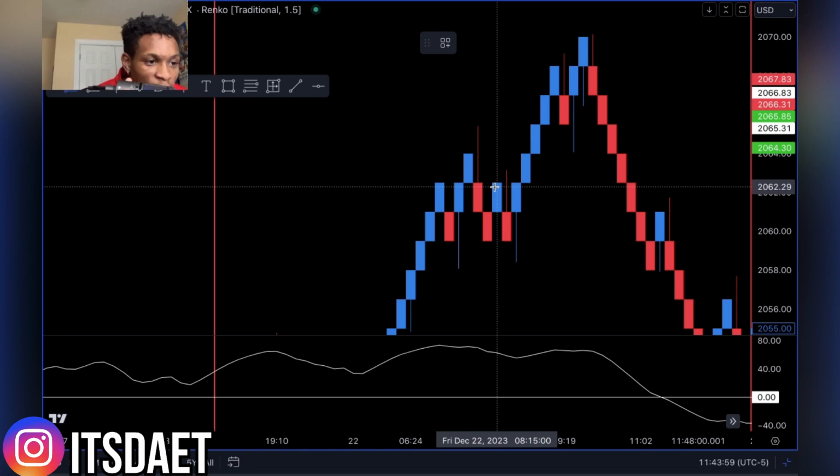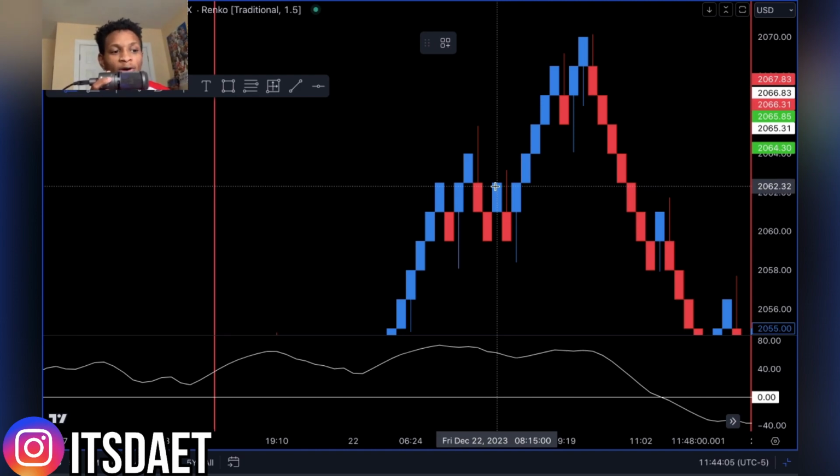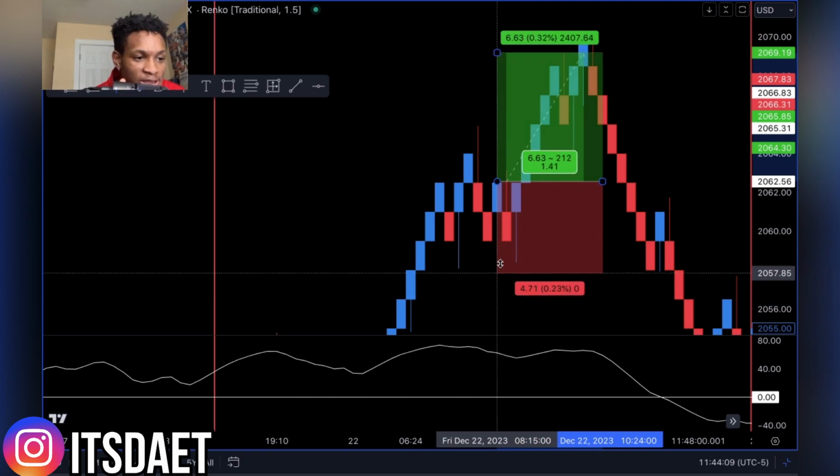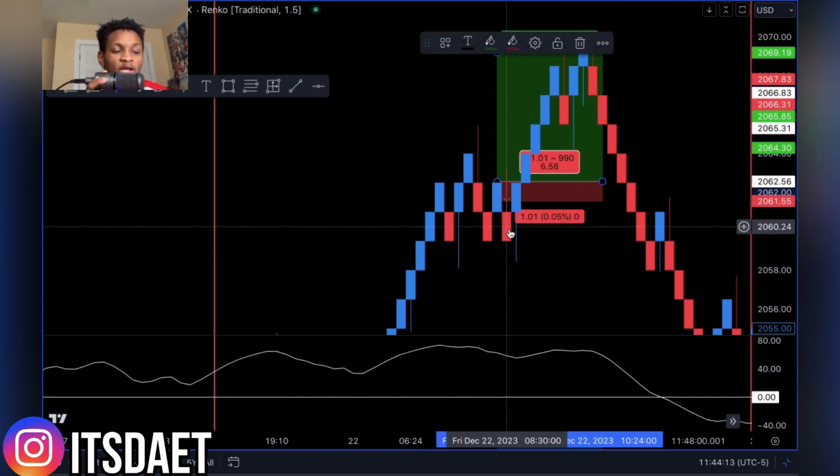My entry would have been, okay, it came down 15 pips, 15 pips, 15 pips. Okay, boom. I see a blue brick. Are we above the zero line still? Yes. Go ahead and take a trade. Stop loss at 10 pips, and you can clearly see, I don't even gotta go to price action to see it, but you can clearly see it went down.